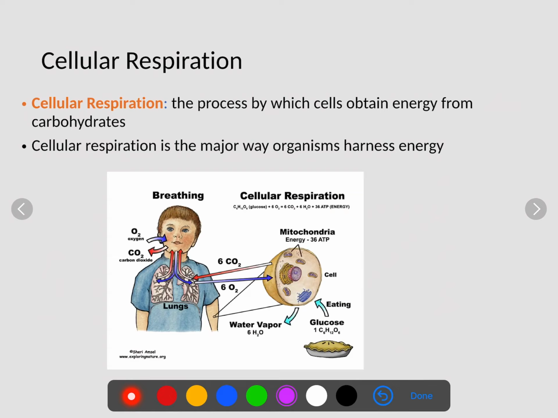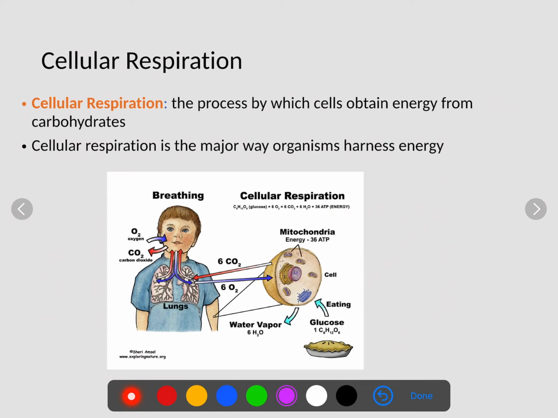So cellular respiration is simply the process by which cells obtain energy from carbohydrates. Now, if you remember, those carbohydrates we're talking about is glucose. Cellular respiration is a major way organisms harness energy, and they make ATP. So in other words, every second, every minute, you are breathing.